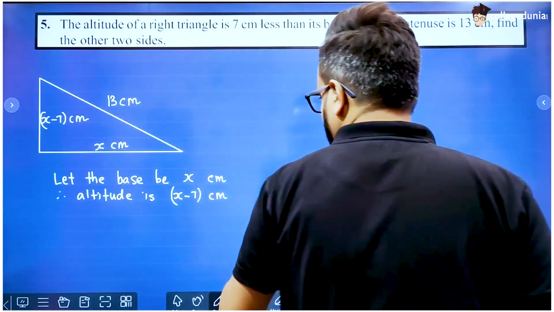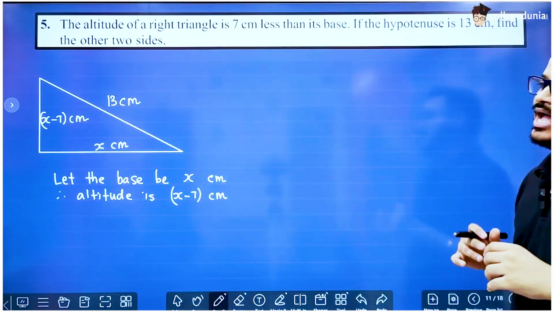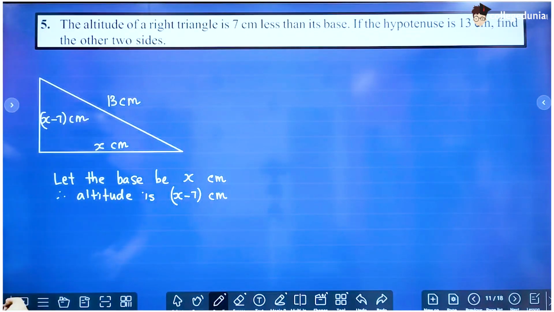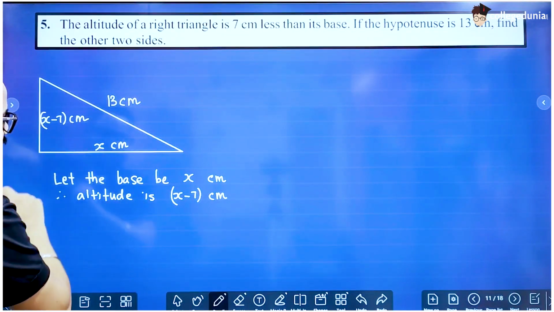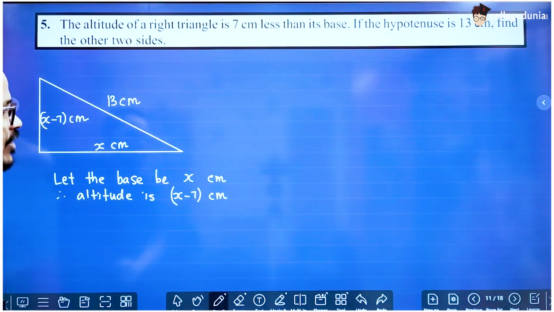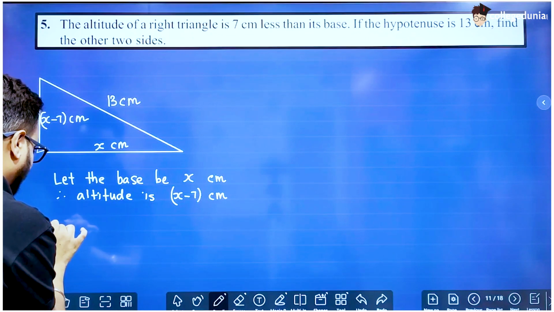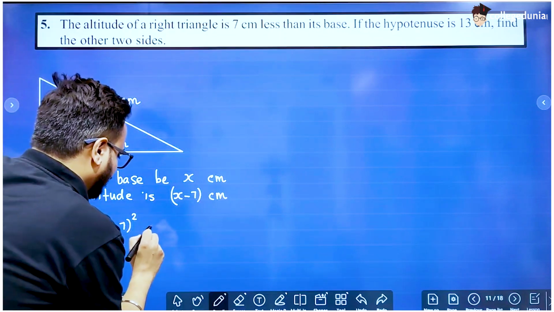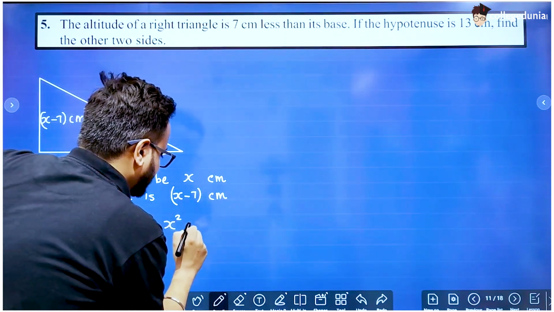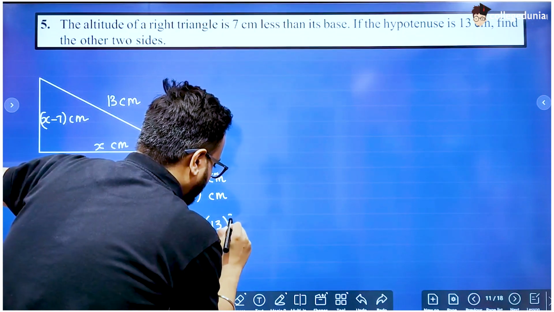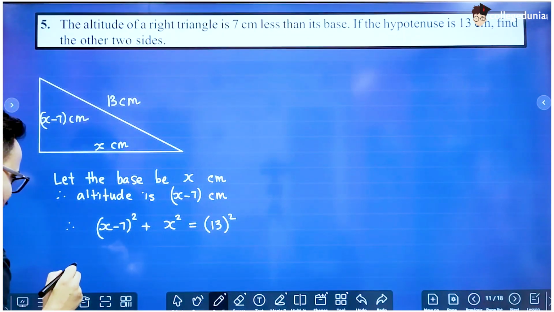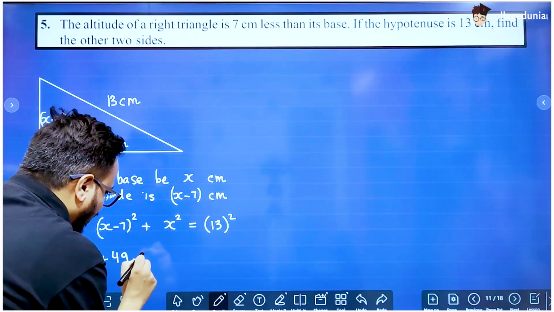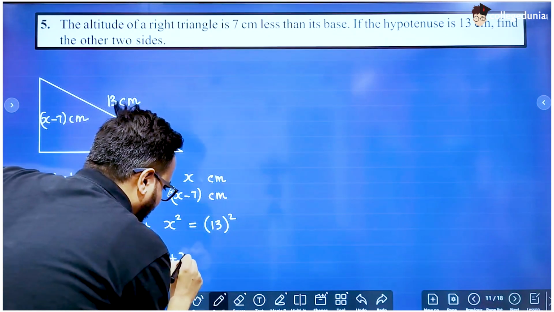So there must be a relation between x minus 7, x and 13, and obviously that relation is Pythagoras theorem. We all know about Pythagoras theorem, that is the sum of the squares of altitude and base is equal to the square of the length of hypotenuse. So x minus 7 whole square plus x square equal to 13 square. So let's apply the identity of a minus b whole square: a square plus b square minus 2ab.